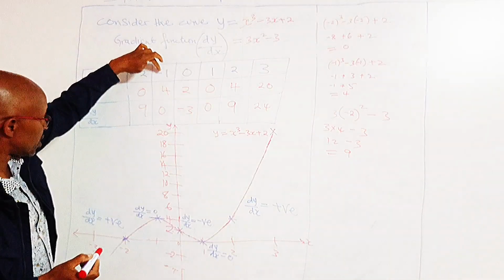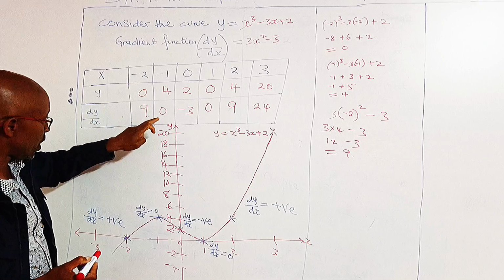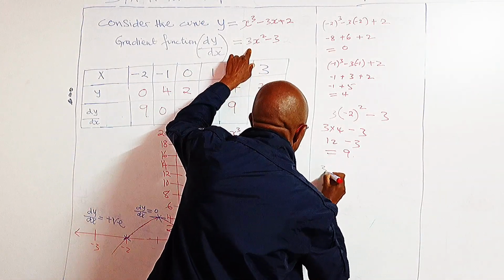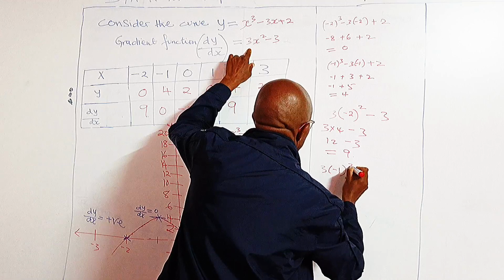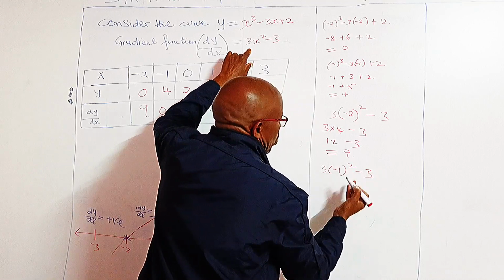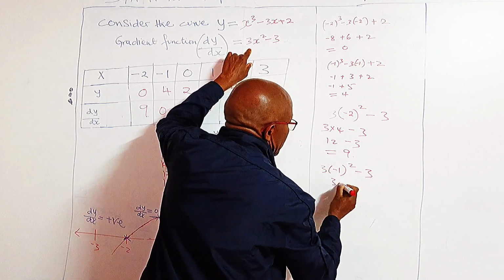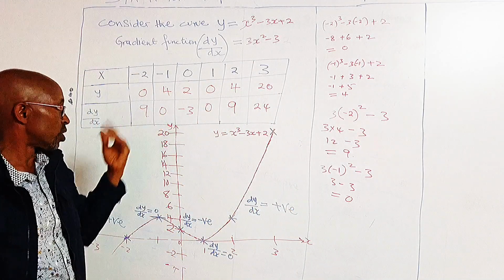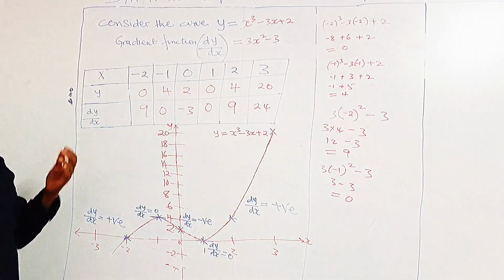That's how we are getting our gradient function dy/dx at the point x equals negative 2 as 9. At the point x equals negative 1, how do we get 0? We substitute x as negative 1: 3 times negative 1 squared minus 3. Negative 1 squared is 1, 1 times 3 is 3, 3 minus 3 is equal to 0. That's how we are getting these values in the table.